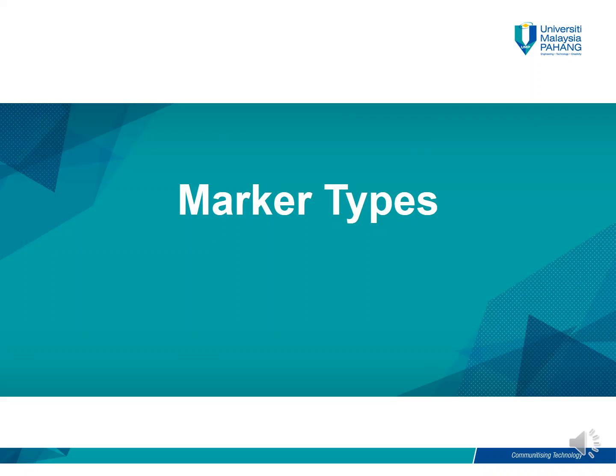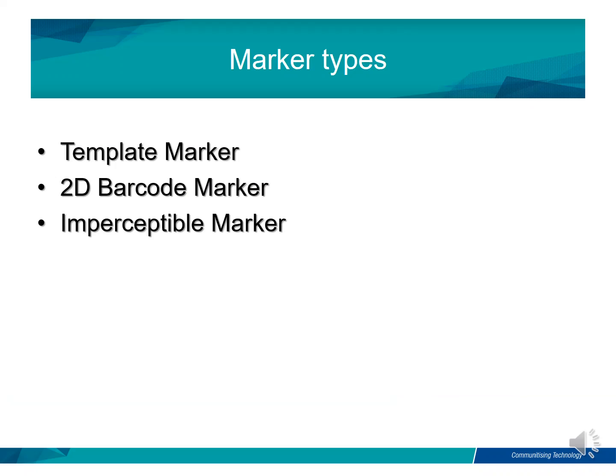So let's look into the marker types. How many types of marker do we have? Basically we have three types of marker. The first one is a template marker. The second type of marker is a 2D barcode marker, and the third one is an imperceptible marker. So whether you want to use a template marker, a 2D barcode marker, or an imperceptible marker, let's look into these types one by one, starting with the template marker.